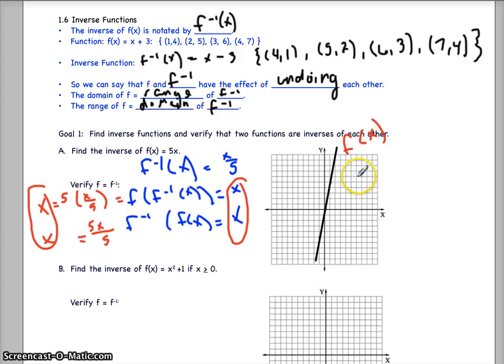And now let's graph f inverse of x. So again, it has a y-intercept of 0 and a slope of 1/5. So up 1, right 5, and down 1, left 5. Okay, and let's draw that line.